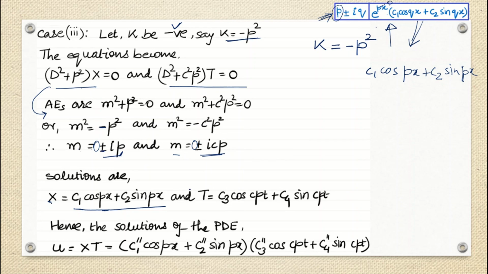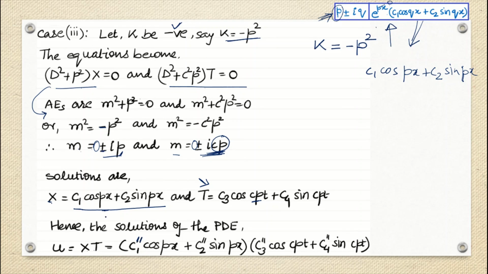Similarly, to get the solution of t, what are we going to write? We are going to use here q is cp. So we have used this q is cp, and then we got t equals c3 cos cpt plus c4 sin cpt, and then we have written down u is nothing but x into t, for the same reason we have used double dash here, and all other things are actually the same.